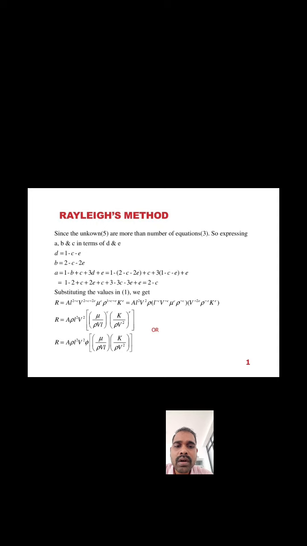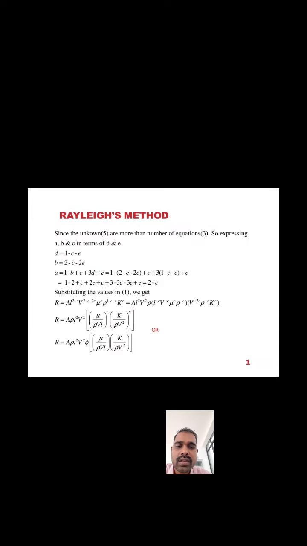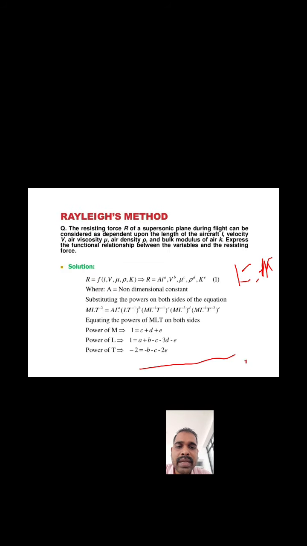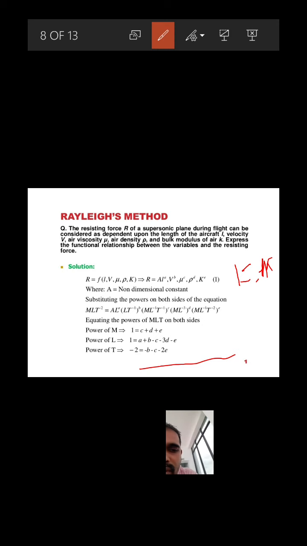Then the values are to be substituted in the exponential equation. You have to substitute the values of a, b, c in this equation. You need to substitute, right? In this equation you need to substitute.